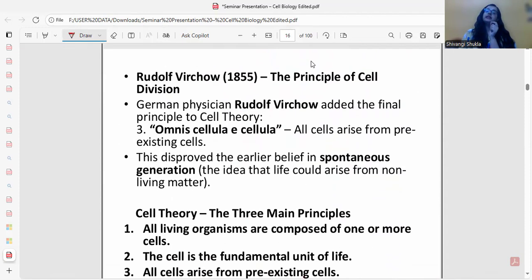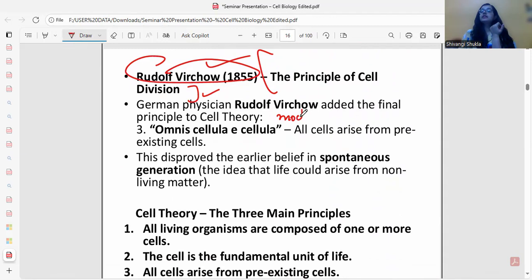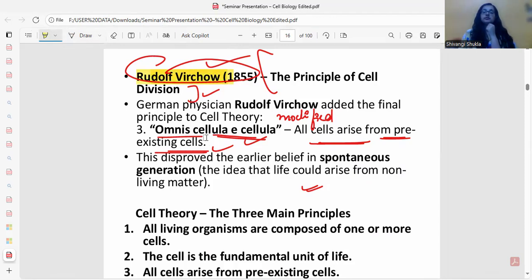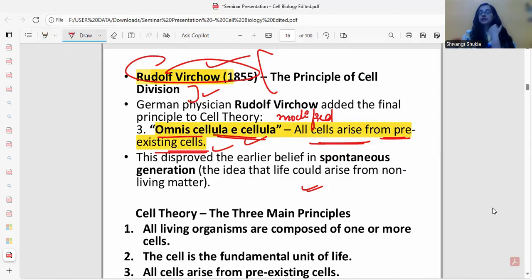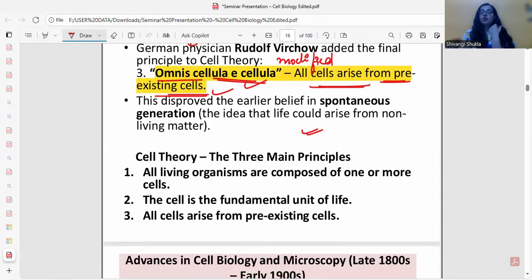Moving on. Then it was Rudolf Virchow. He gave the principle of cell division. He gave the final principle. He modified the cell theory. He gave the principle omnis cellula e cellula, that is, all cells arise from pre-existing cells. This is very important. Rudolf Virchow. And this also disproved the earlier belief of spontaneous generation, the idea that life could arise from non-living matter.